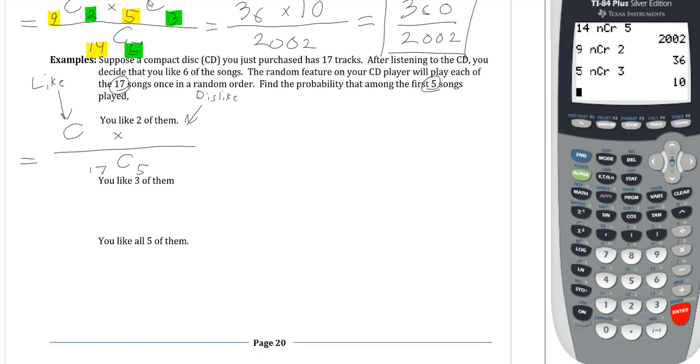The first combination will be how many songs I like. It says that I like 6 songs. So of the 6 songs that I like, I want to play 2 of them. So I'll have 6 choose 2. Of the songs that I dislike, which if I like 6 songs, that means I dislike 11 of the 17. Of the 11 songs I dislike, I want to play any 4 of them.